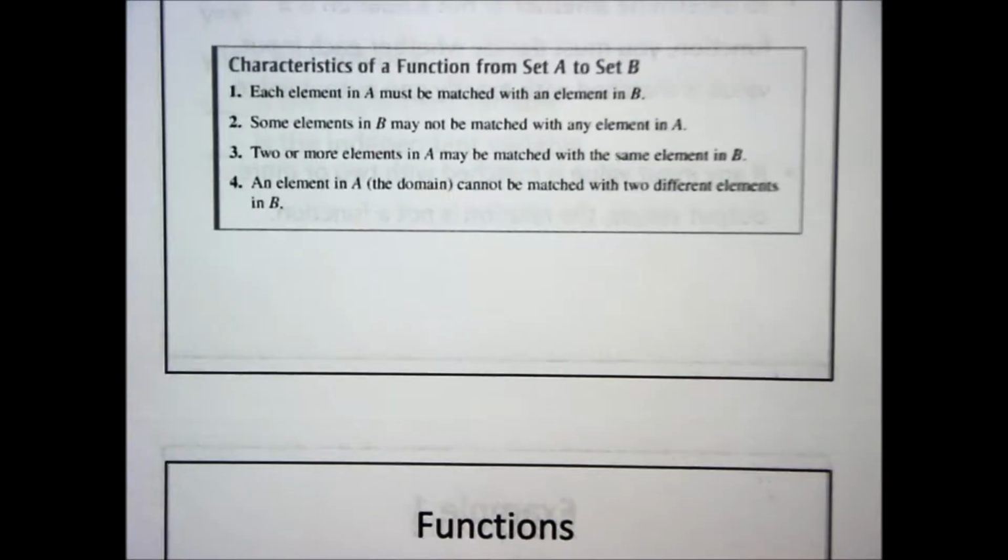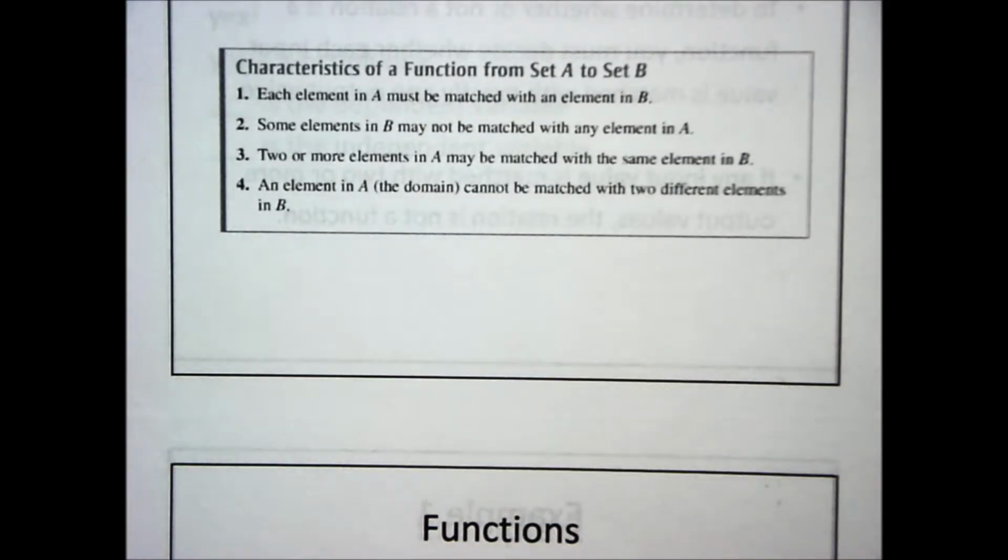And this kind of just clarifies that a little bit. Again, it's a box straight out of the book. Each element in A must be matched to an element in B. Some elements in B may not be matched with any element in A. You might have extras left over. 2 or more elements in A may be matched with the same element in B, and an element in A cannot be matched with 2 different elements in B. Honestly, vertical line test is the way I always think of it.